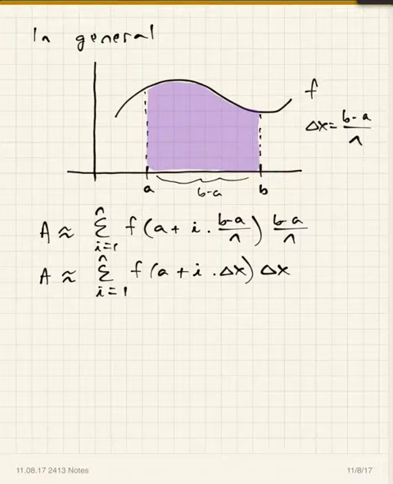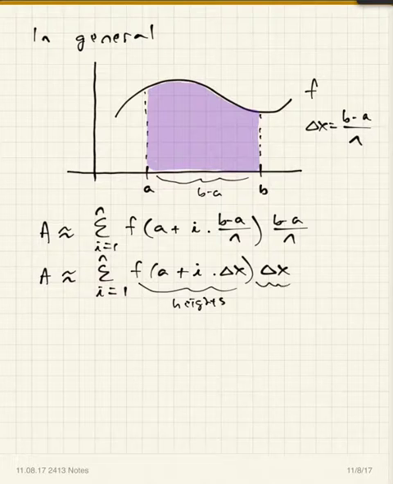What do these function values represent? These function values represent the heights of each rectangle. And this delta x represents the common width. All right?